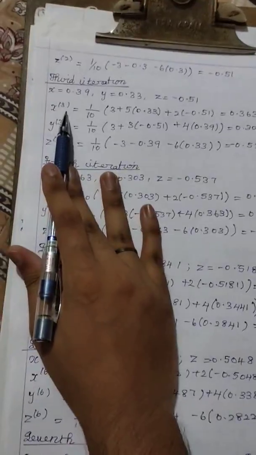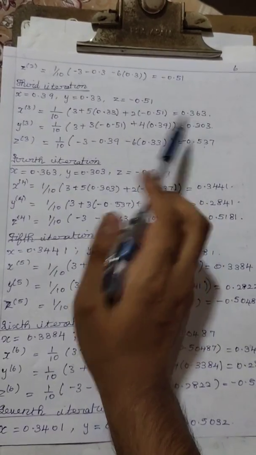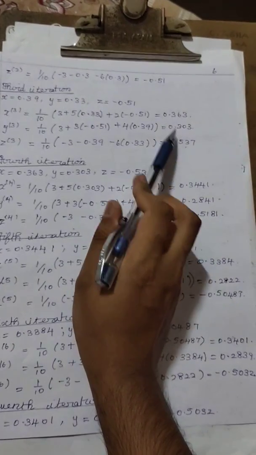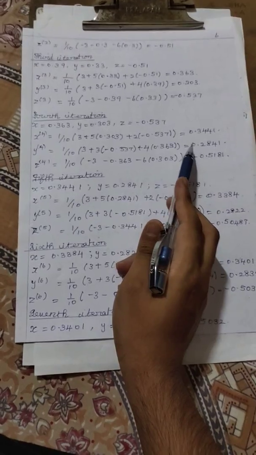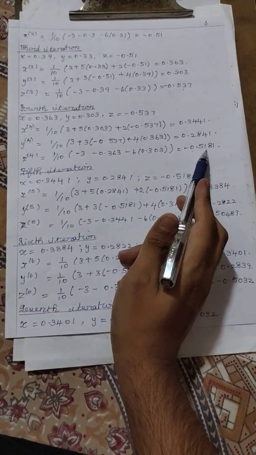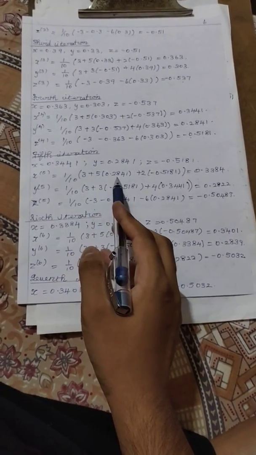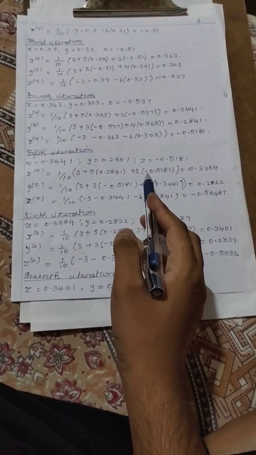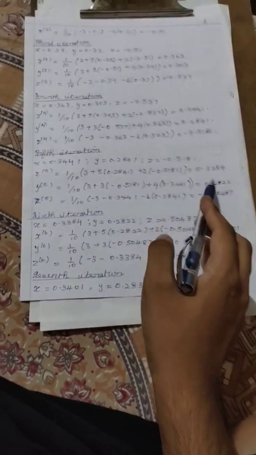As this method is time consuming, I have found the iteration values directly. For the third iteration, x3 equal to 0.363, y3 equal to 0.303 and z3 equal to minus 0.537. Using these values I found x4, y4 and z4, the fourth iteration: 0.3441, 0.2841 and minus 0.5185. Using the same method I found the fifth iteration values: 0.3441, 0.2841 and minus 0.5181.